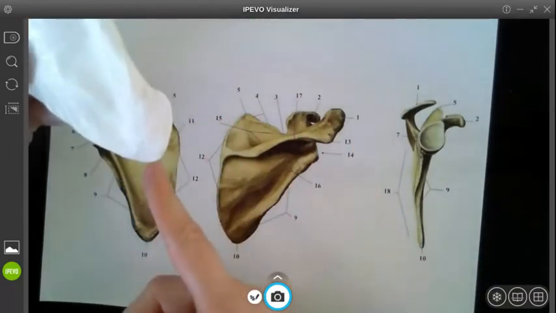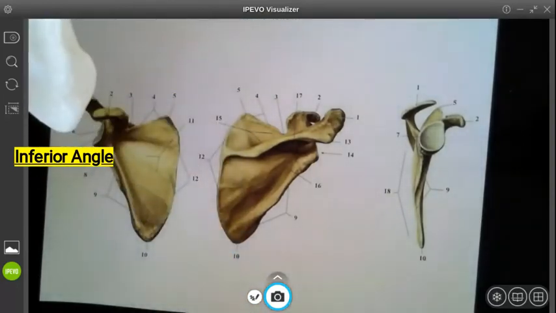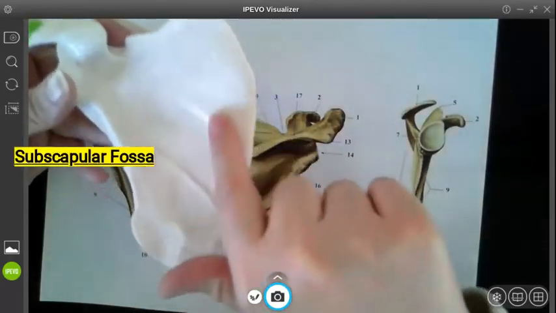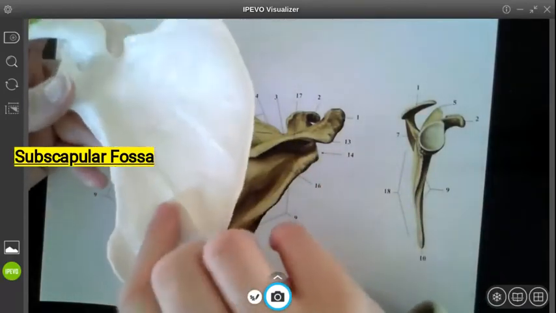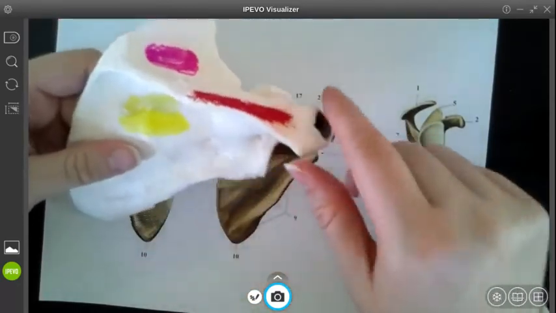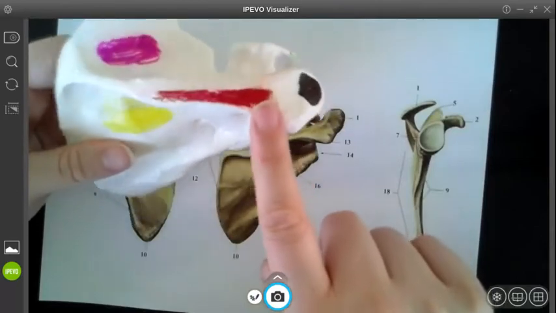Number ten is pointing down here. That's the inferior angle. Number ten is the inferior angle. And then eleven, this is the subscapular fossa. Now, before I keep going, I'm going to talk about the other structures and then I'll point them out. This is called the spine of the scapula.